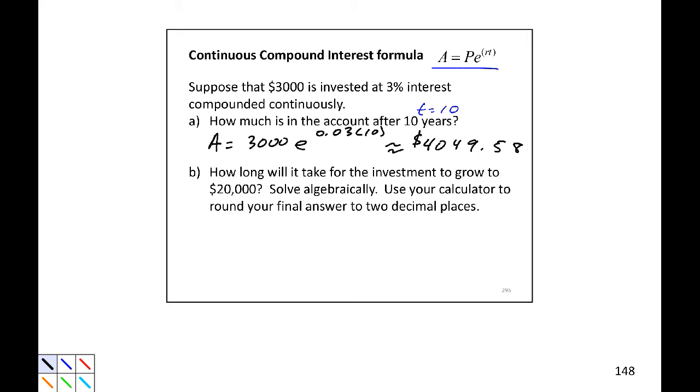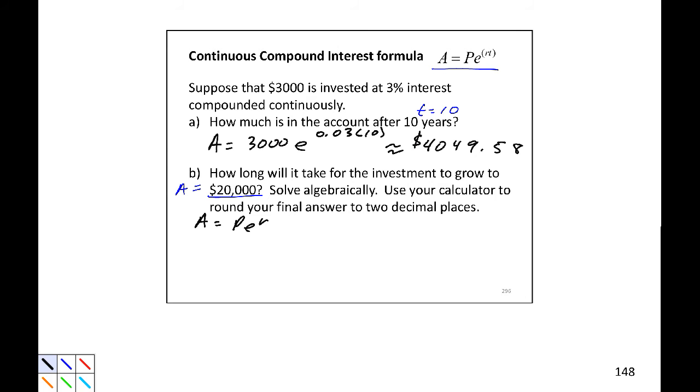Now part B asks how long will it take for the investment to grow to $20,000? Solve algebraically and then use your calculator to round your final answer to 2 decimal places. Well, for this, we now are given an A as the future value. So we can take that formula, A equals P times E to the exponent of RT, and write this as $20,000 equals $3,000 times E to the 0.03 T, because that value is not known.